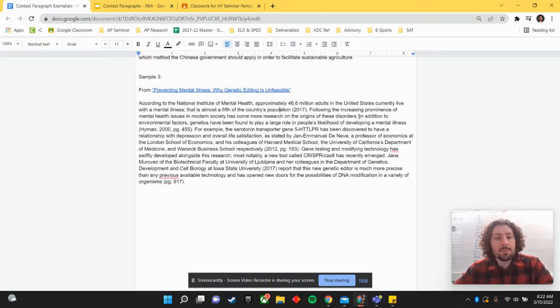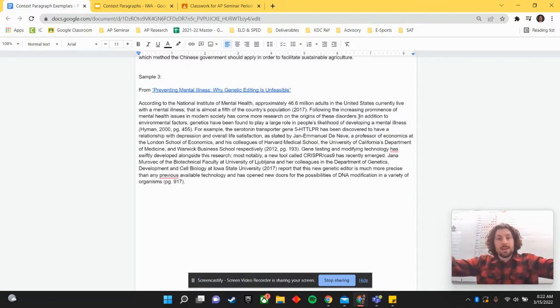In addition to environmental factors, genetics have also been found to play a role in people's likelihood of developing mental illnesses. So they're looking at nature versus nurture. They're looking at the genes and how they influence mental health. So they're starting to get more narrowly focused.